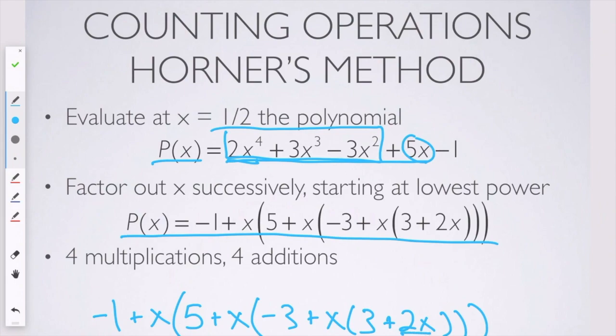There's 1 multiplication, 2 multiplications, 3 multiplications, 4 multiplications, and then just as before, there are 1, 2, 3, 4 additions. Okay, so you've saved a number of operations here, and this might not seem like much to you, but if you're evaluating this polynomial many, many times, those saved multiplications are going to result in a much faster algorithm.